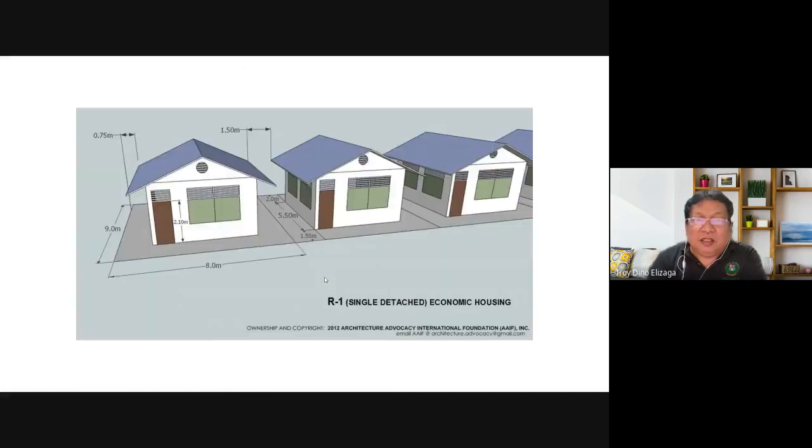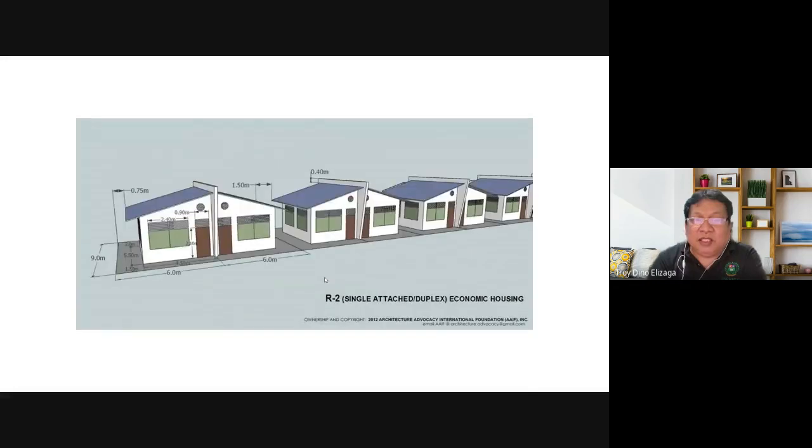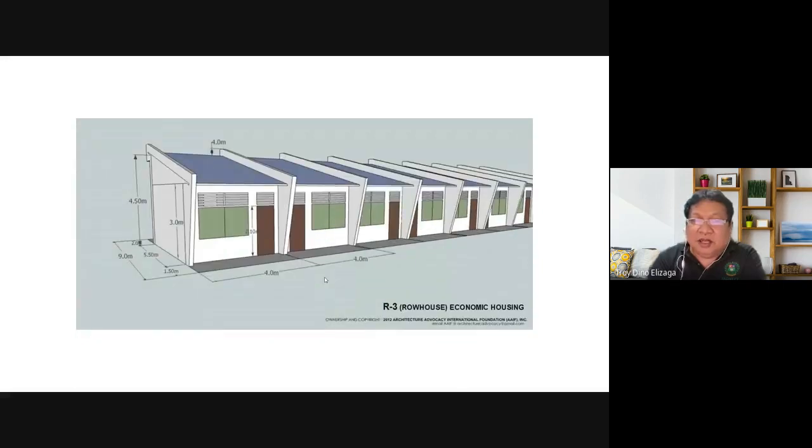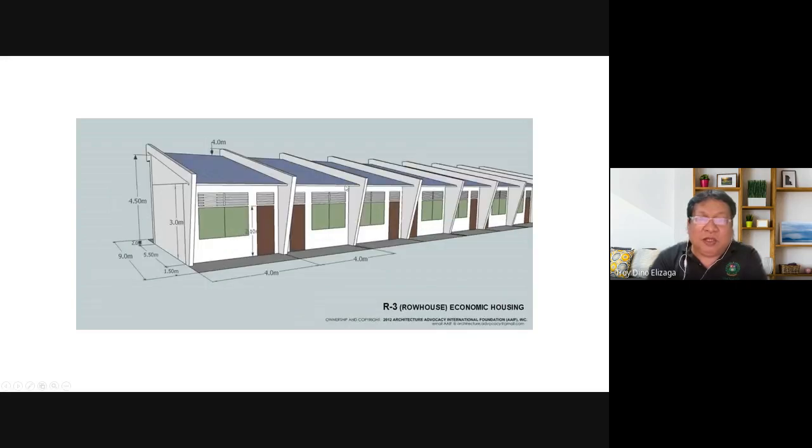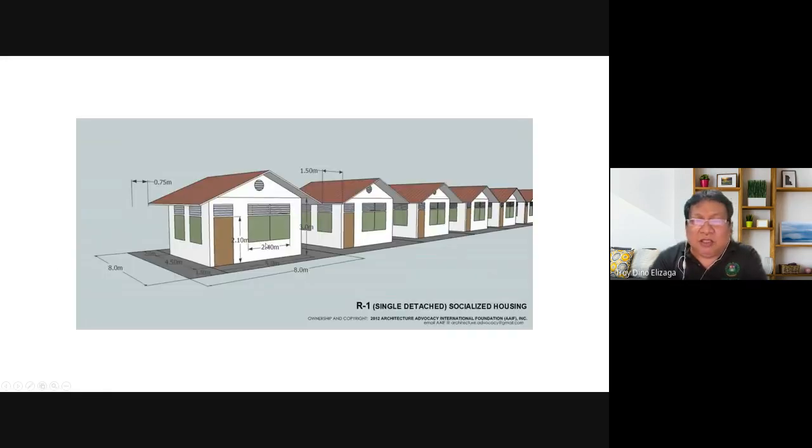Okay. In terms of economic housing, we're not going to talk about that. I will discuss this more in my planning class. No? But just to show you that, okay, this is how a row house would look like. This is how a duplex would look like, except that your plate requires a two-story structure. So just imagine a two-story structure with this type of configuration. This one is two-story also. Okay, socialized housing is an even smaller type. No?